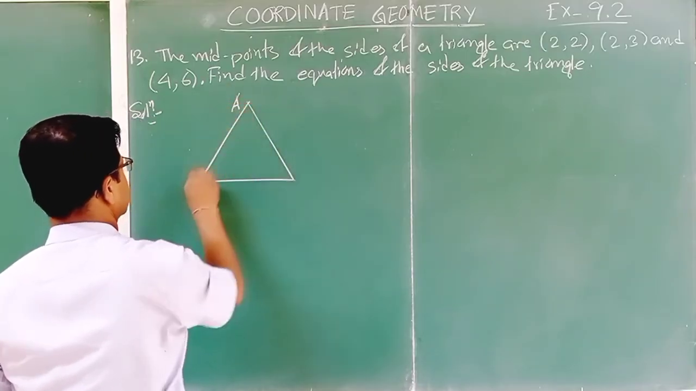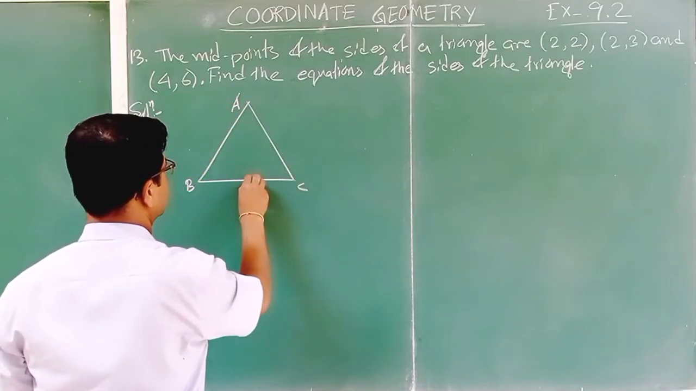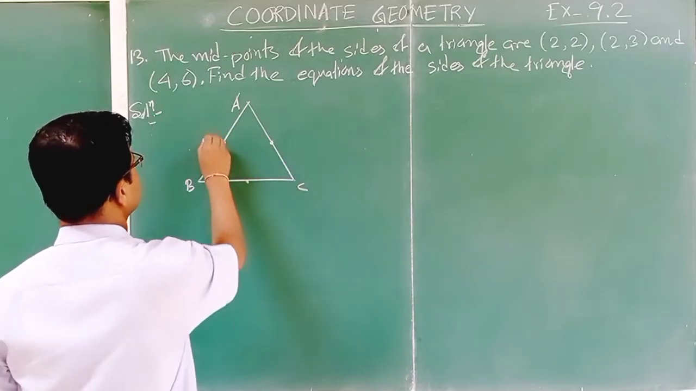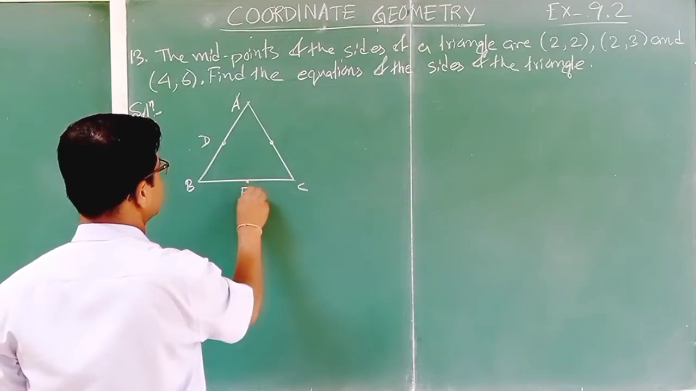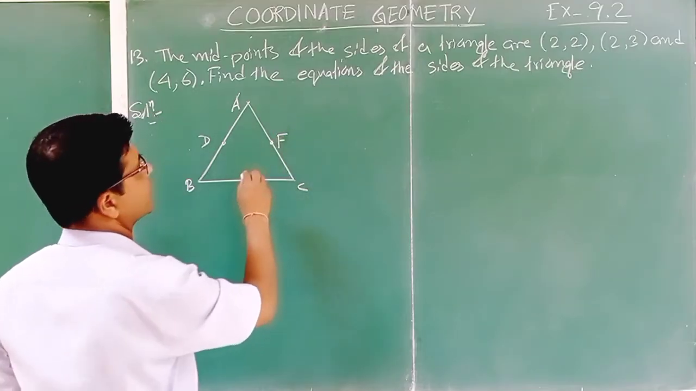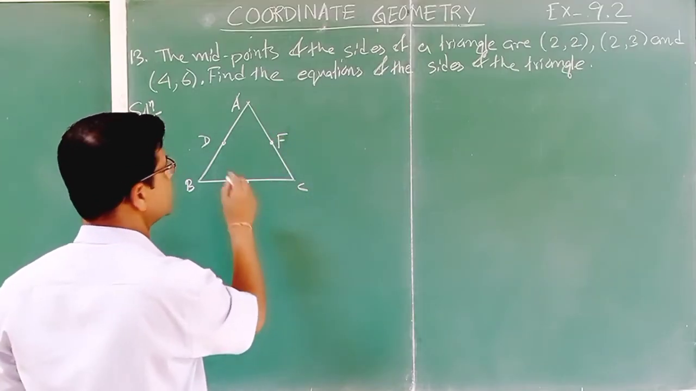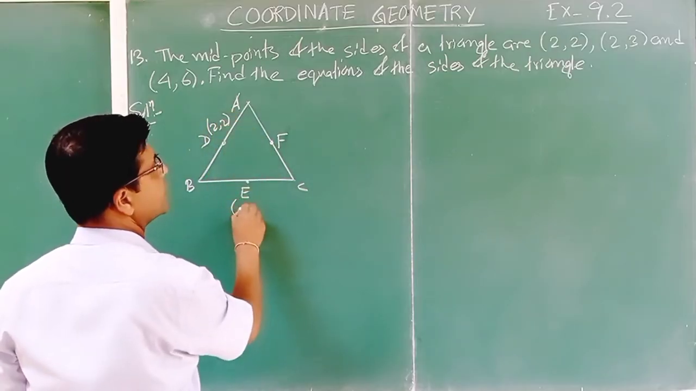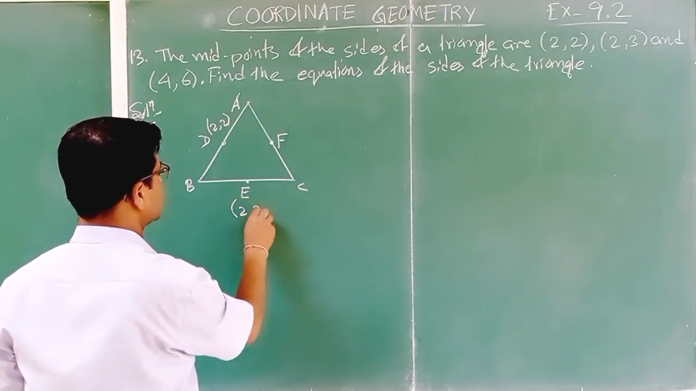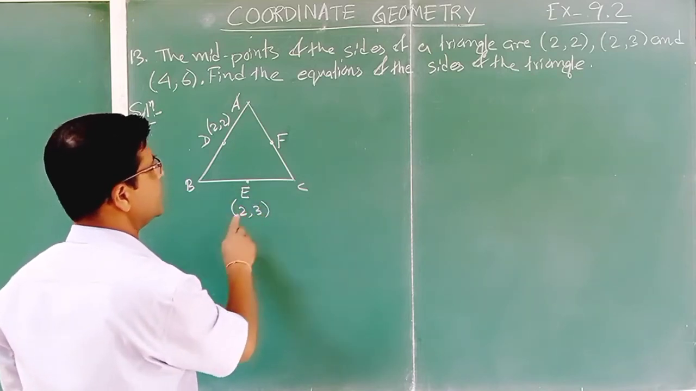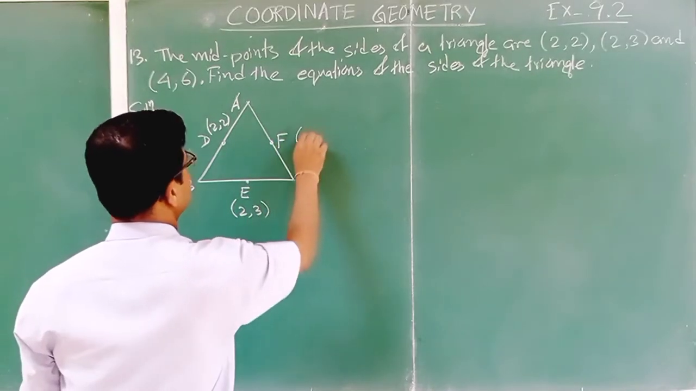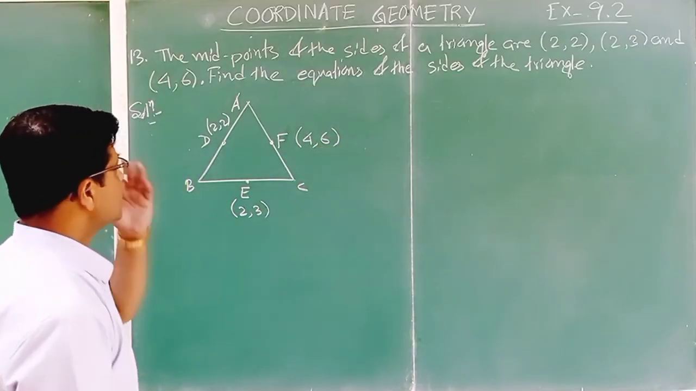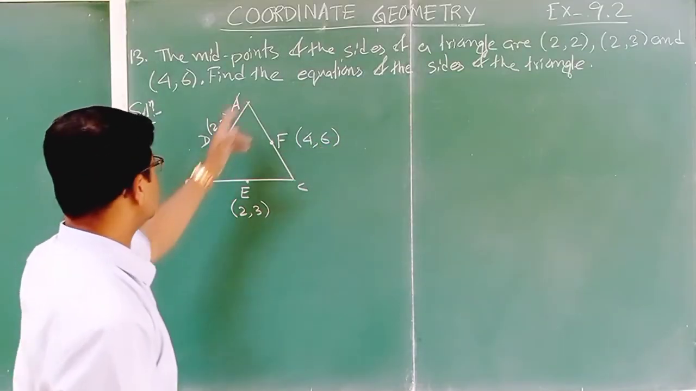Here the triangle is, suppose, ABC, and the midpoints are given. These are the midpoints. Suppose this midpoint is D, this is E and this is F. The coordinates of the midpoints are (2, 2), (2, 3) and (4, 6). Now the question is to find the equations of these straight lines.